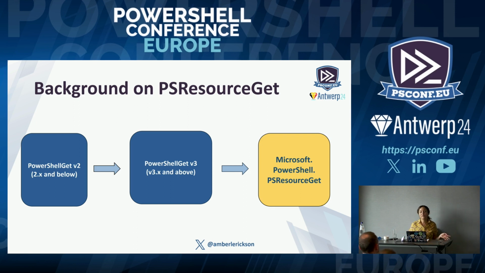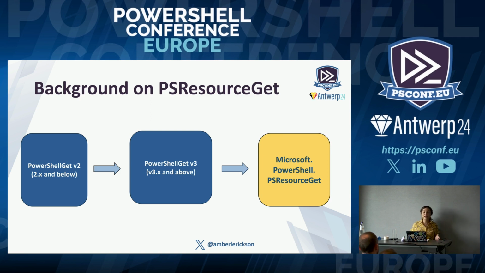PSResourceGet is the new and improved package manager for PowerShell. We actually just GA'd last October. We now ship inbox with PowerShell 7.4 and above. It is compatible with Windows PowerShell 5.1, but we aren't inbox in there quite yet. So you'll still need to manually install if you do use Windows PowerShell.